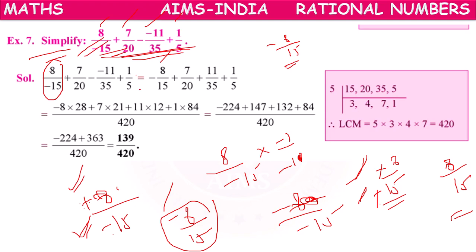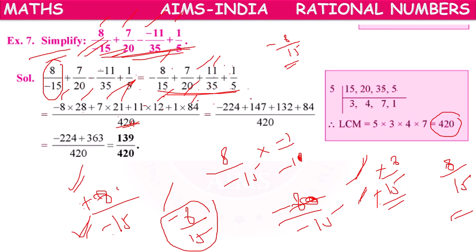So minus 8 by 15, 7 by 20, here minus into minus, plus 11 by 35, plus 1 by 5. So now all are in standard form. LCM of 15, 20, 35, 5. LCM 420. 15, 28 times 420. With 28 we have to multiply 8. 20, 21 times 420. 21 into 7. 35, 12 times 420. 12 into 11. 5, 84 times 420. 84 into 1.